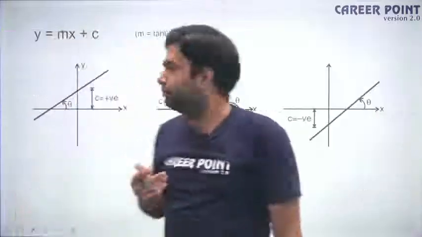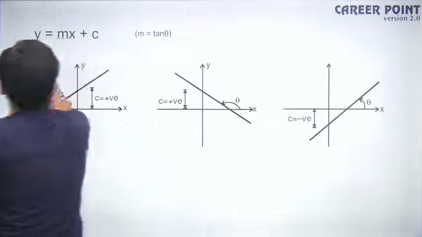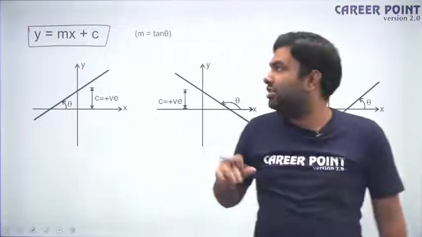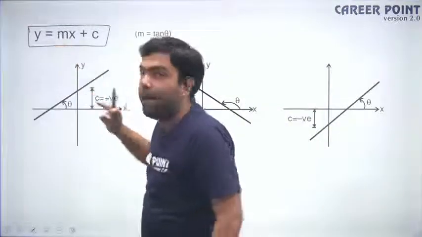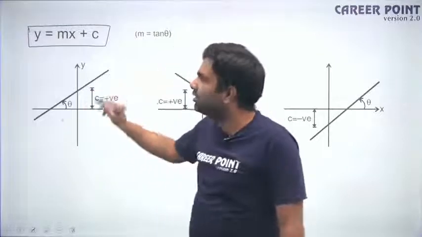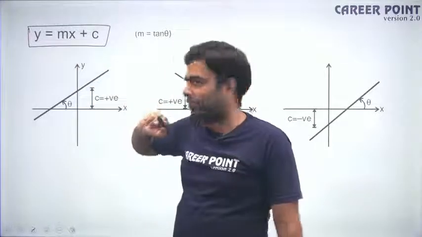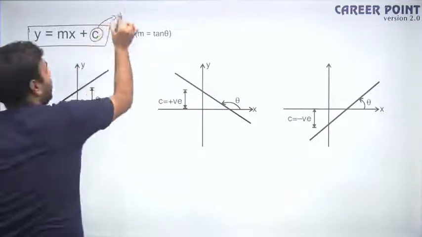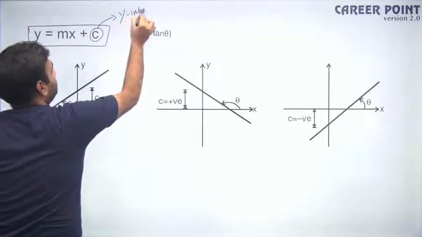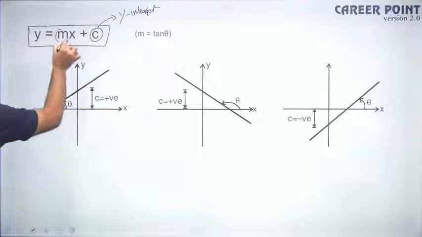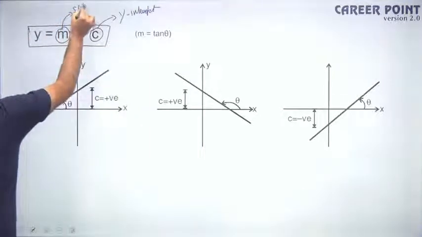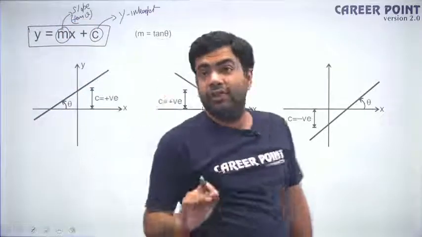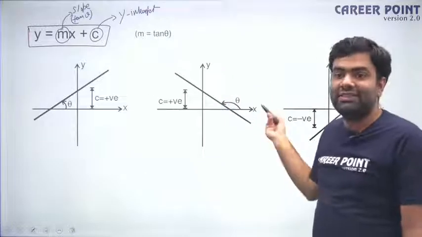Is it clear? So this thing you should remember, that the value of slope can be positive or can be negative. So this is the general equation of straight line. It is not necessary that our straight line will pass through origin. Straight line passing through origin is y equals to mx. But if it is not passing through origin, the equation will be y equals to mx plus c, where this c is y-intercept. This m is slope, which is tan theta, and theta, you already know, is the angle made by this straight line from x-axis in anti-clockwise direction.